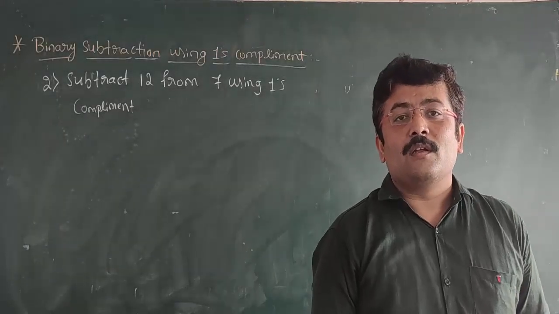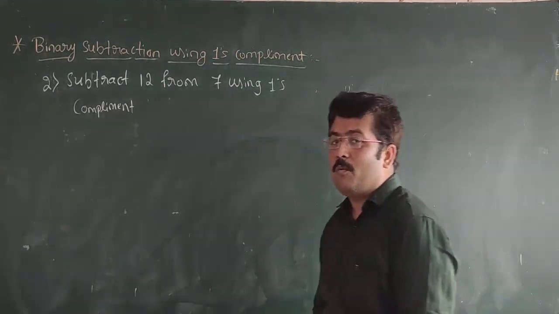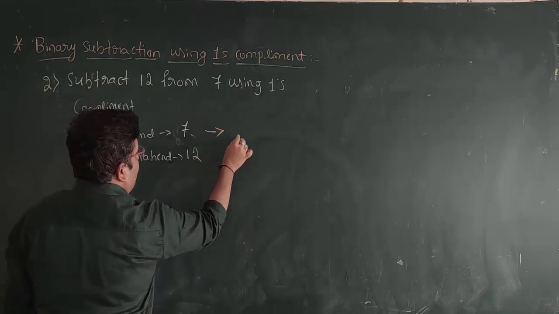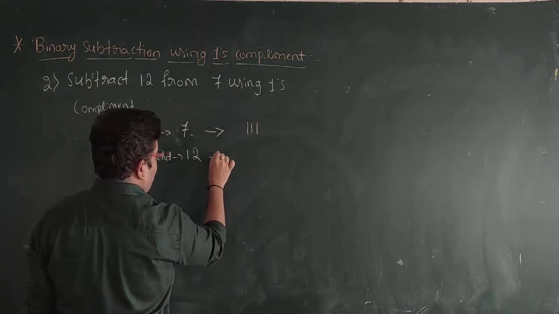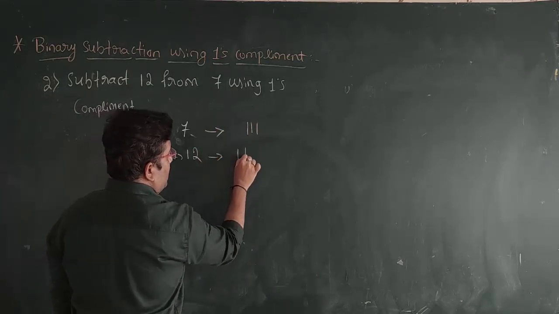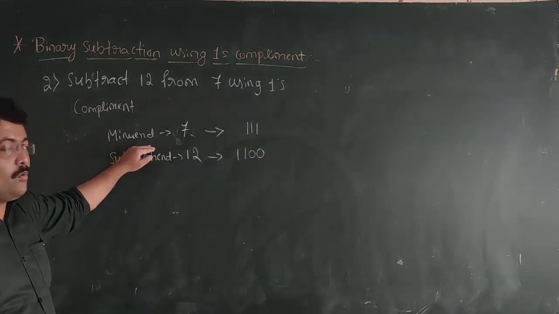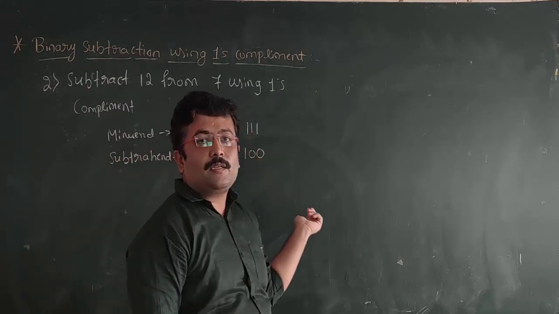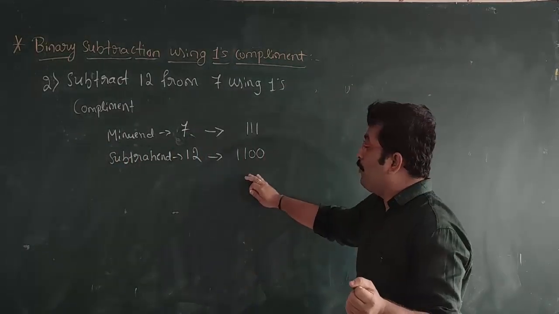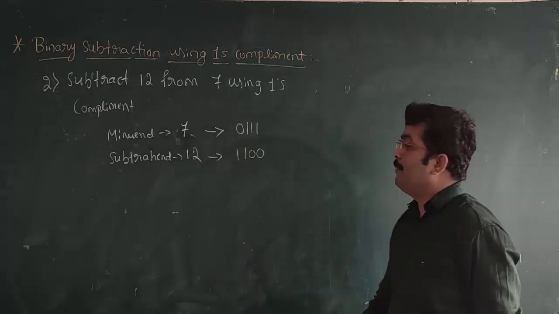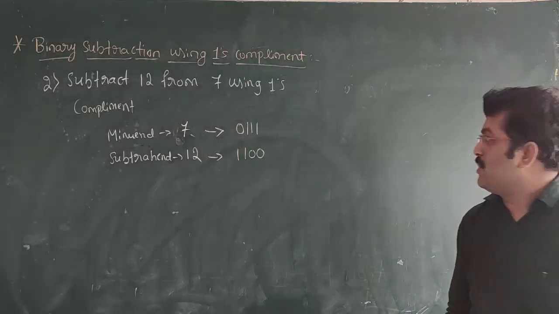Subtract 12 from 7 using the ones complement method. So the binary number of 7 is 111 and the binary number of 12 is 1100. But in the minuend there are only 3 digits, and in the subtrahend there are 4 digits. So I will add 0 to the minuend on the left side.